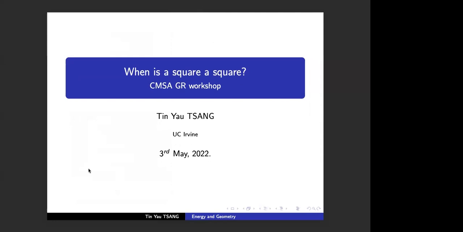Okay. All right. Last talk of the day. Tin-Yau Tsang will be speaking on dihedral rigidity, fill-in, and space-time positive mass theory.